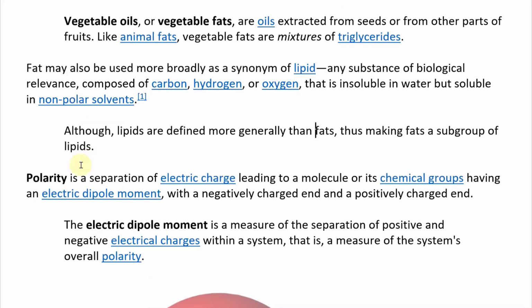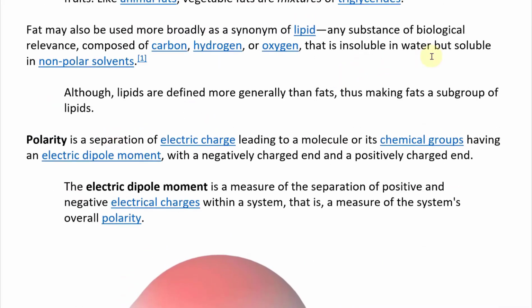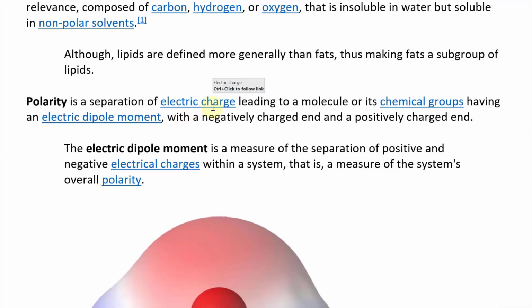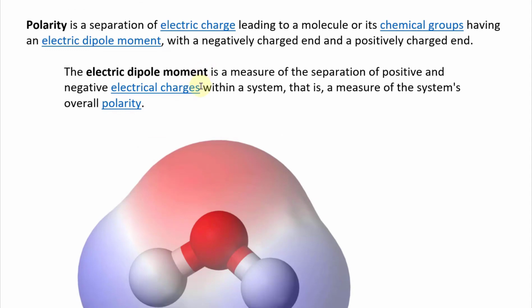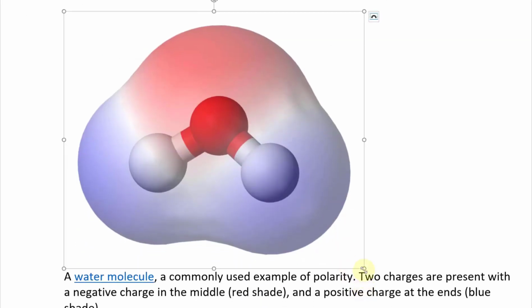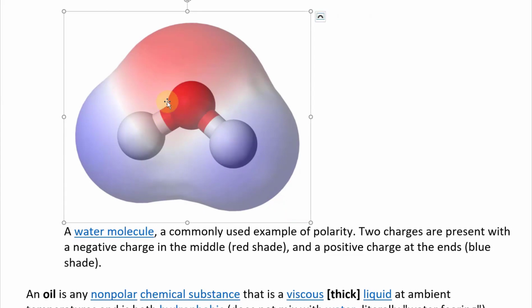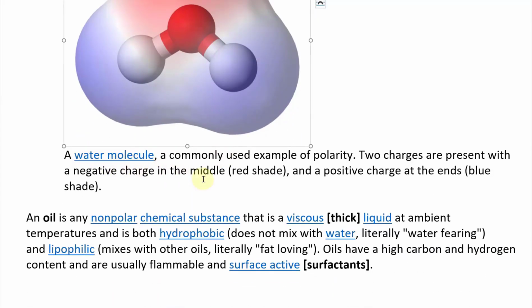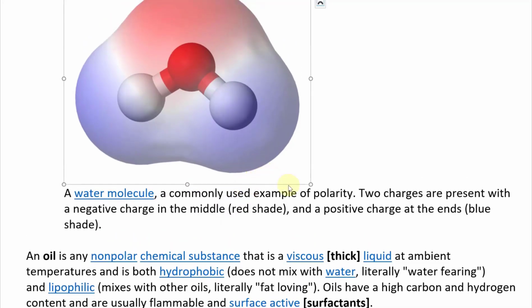So going further, polarity. Polarity is a separation of electric charge leading to a molecule or its chemical groups having an electric dipole moment with a negatively charged end and a positively charged end. The electric dipole moment is a measure of the separation of positive and negative electric charges within a system, that is, a measure of the system's overall polarity. If you have a water molecule, you have the oxygen, then you have 2 hydrogens. A water molecule is a commonly used example of polarity.